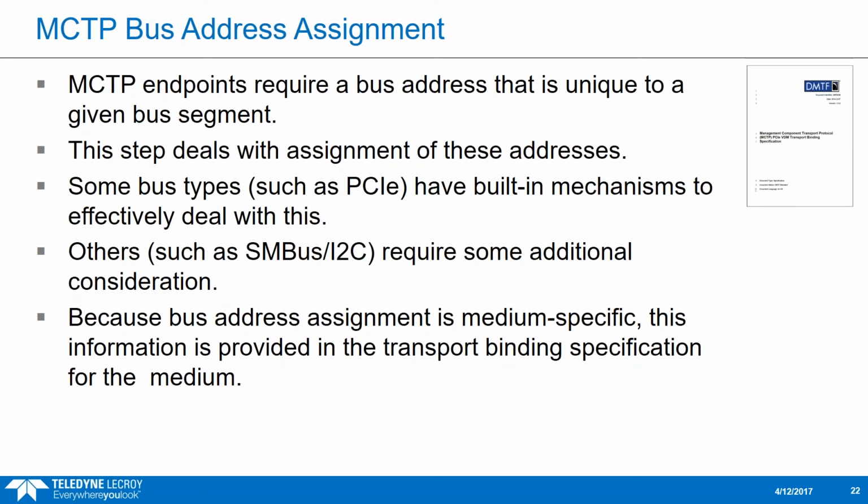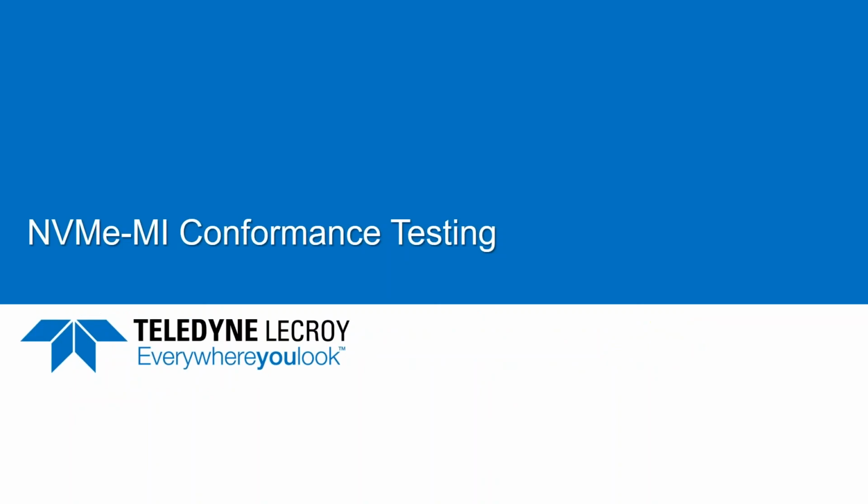For SMBus or I2C connection, these actually have some additional considerations because they're not specifically defined for MCTP or NVMe MI. So that's why we have this binding specification that says how that should be set up. For example, the NVMe MI specification says that an SMBus device should have a default address of 3A. That only applies to the SMBus case. PCI Express would do it its own way when it gets enumerated by the BIOS as any other PCI Express device would.